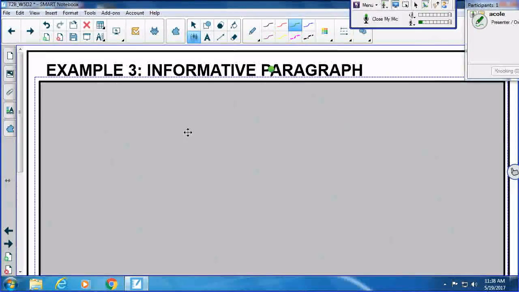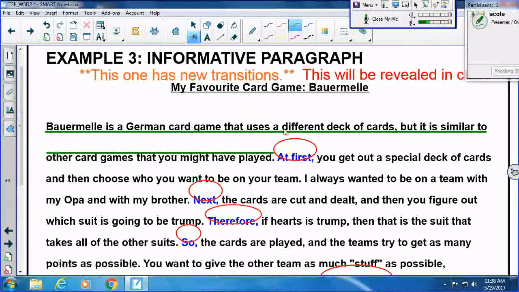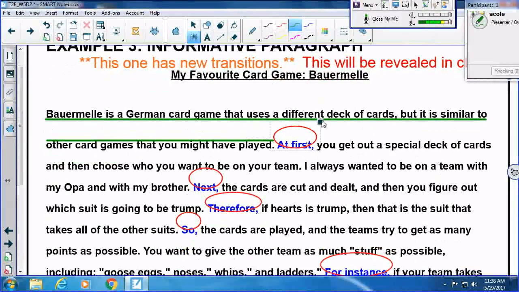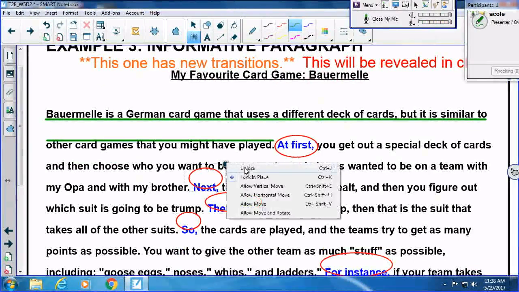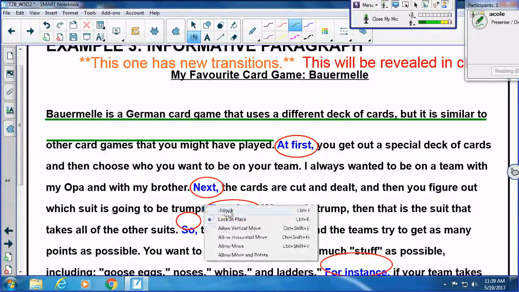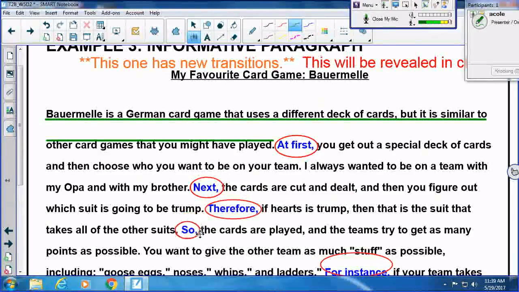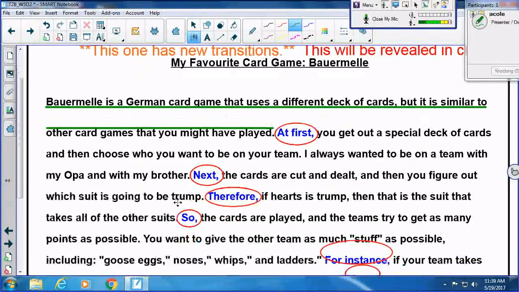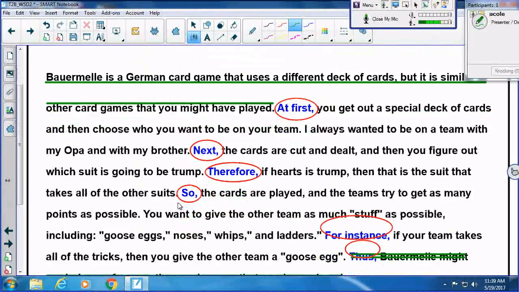All right, now let's see what it would look like switching it up a little bit. So instead of using first, I have at first. And then instead of using then, I used next. And instead of using so, I used therefore. And then instead of using next, I used so. All right, so you can see how there's lots of different ways that you could use transitions.